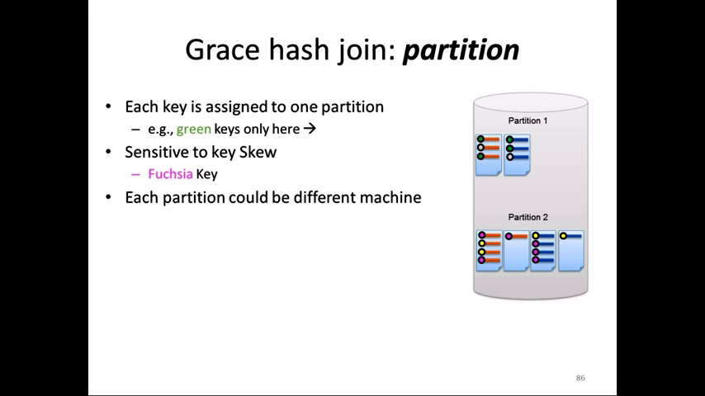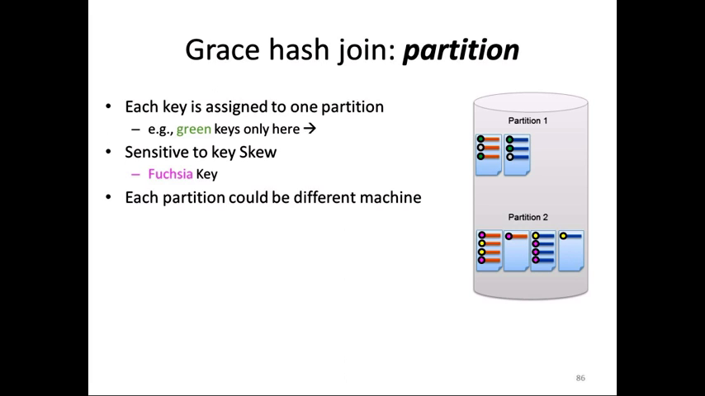Yeah, so for instance, here you can see that there is a bit of skew. Some values are more frequent than others. For instance, the fuchsia or purple values here are more frequent, and that leads ultimately to larger partitions. And that may be problematic in some sense. But let's continue our example.